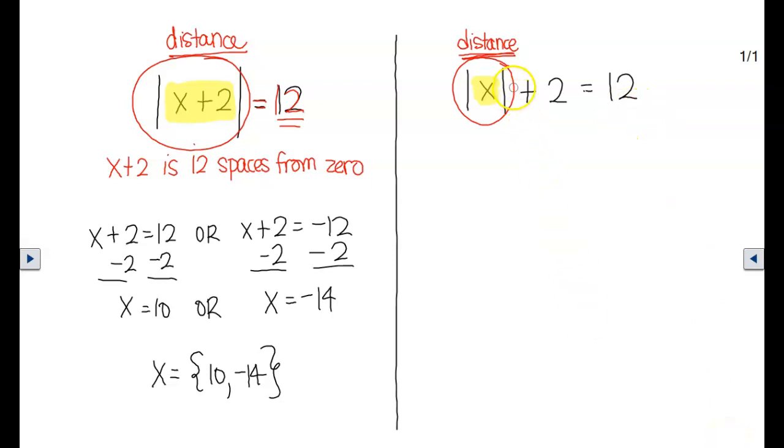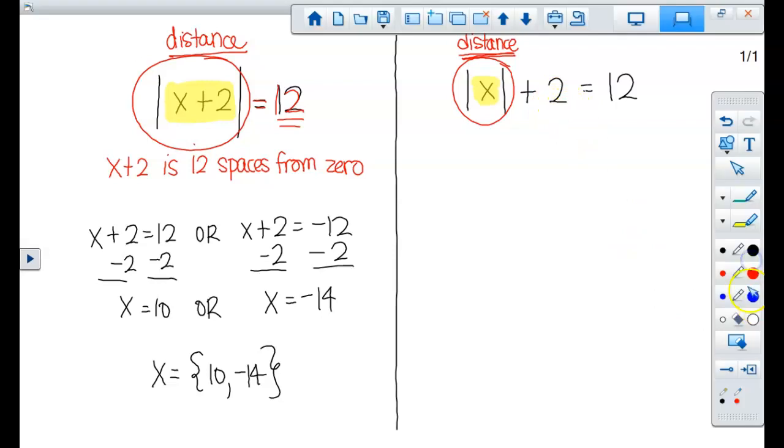What this problem says is that if I take the distance from 0 for x and I add 2 to that then I'll get 12. So I want you to notice the thing that is different here. This 12 is not my distance. This 12 is the distance plus 2 more. So let me tell you what happens. When you have stuff outside of the absolute value bars, your first step has to be to isolate the absolute value part of the problem, which means I want to get this absolute value of x all by itself before I attempt to do anything else.